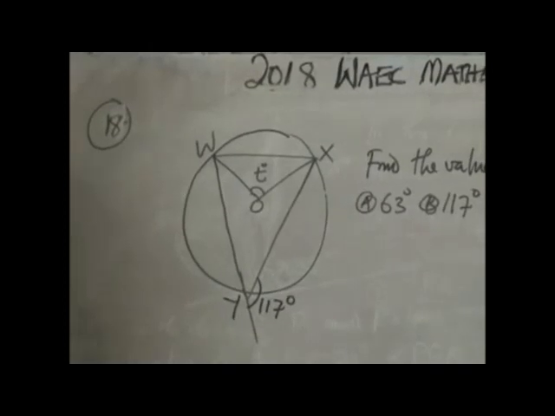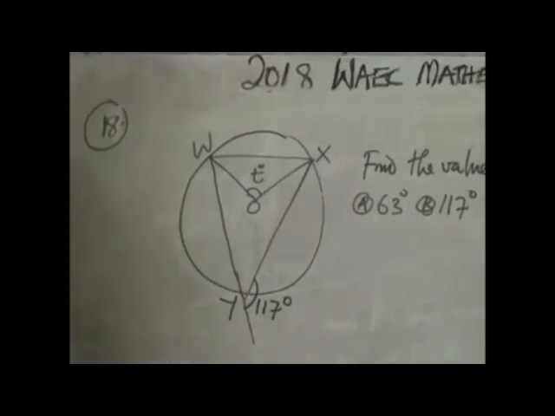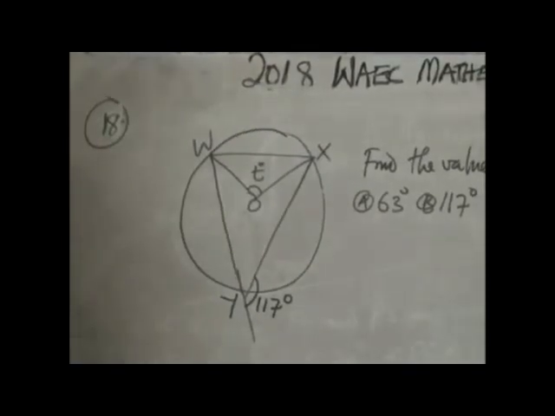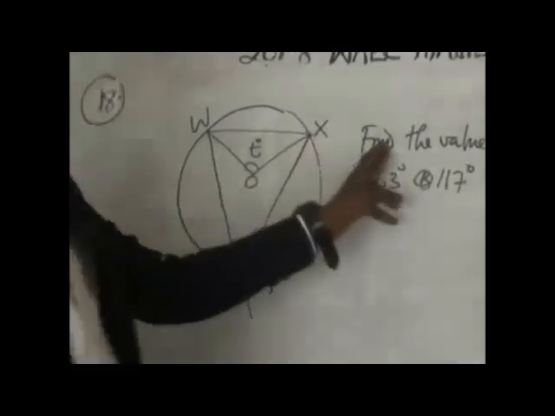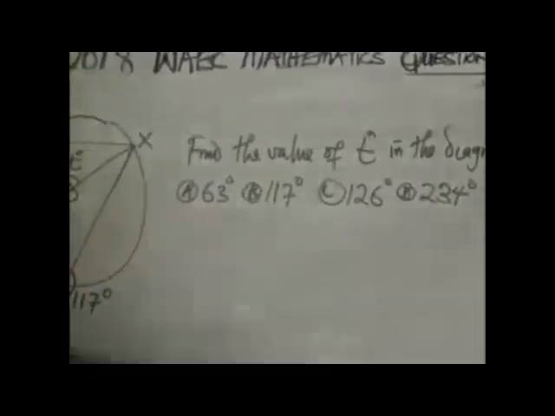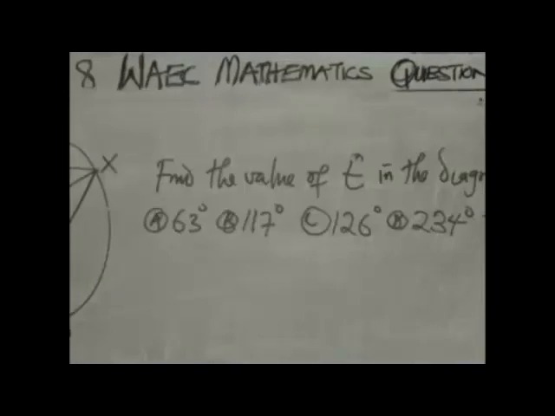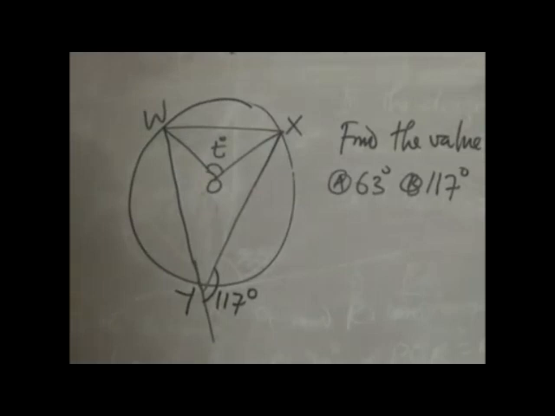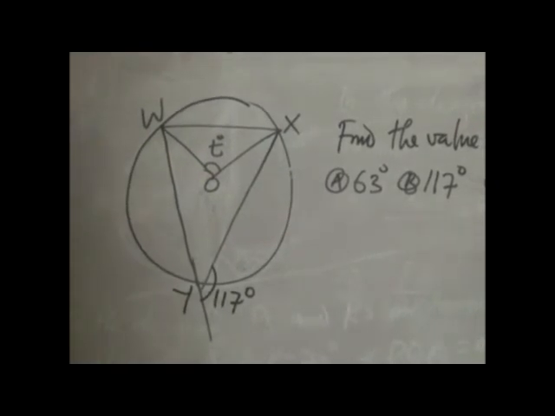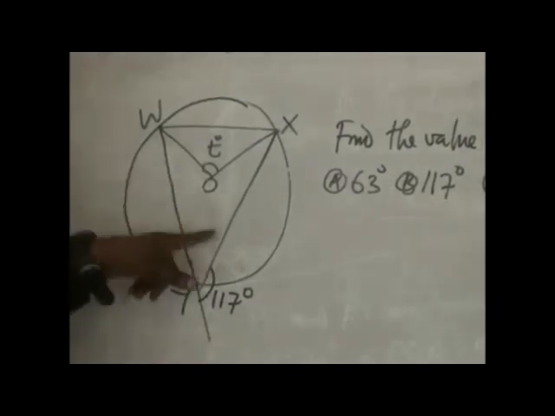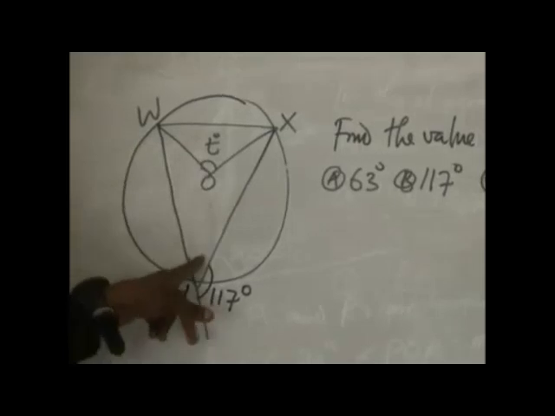And this is another circle theory. We have W, X, Y. We have t here. We say find the value of t degrees in the diagram. So now this is quite simple. Just apply this circle law. Please, as I've stated before, go and learn your circle theory. Okay? Now you can see this is the center of the circle. Now the angle at the center is twice the angle at the circumference.